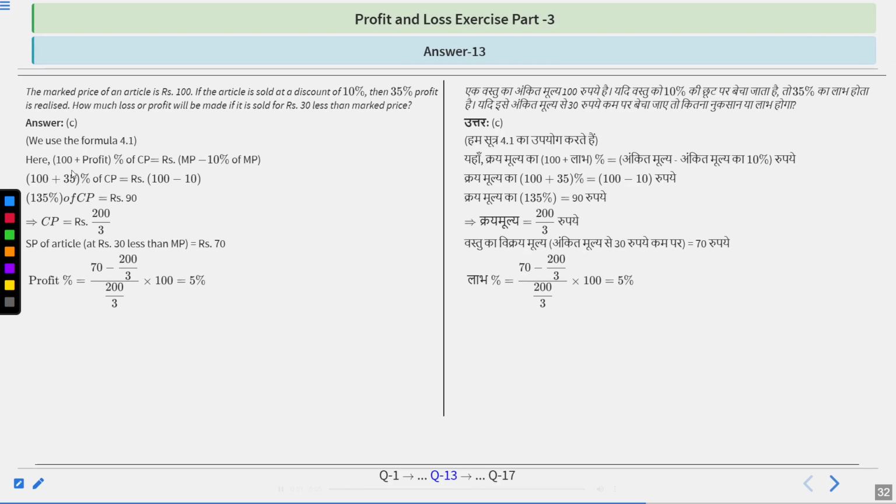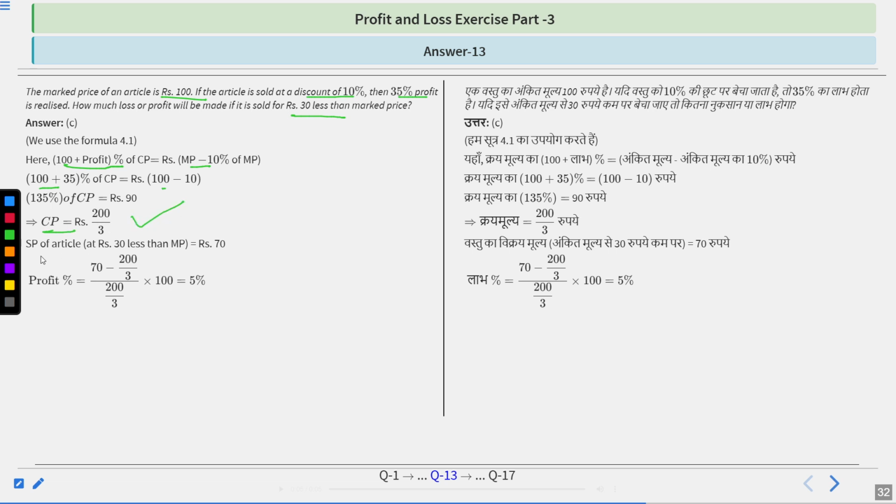Okay. Here, SP is equal in both conditions. So the mark price plus profit percent of CP equals MP minus 10% of MP. We can say that because SP is always equal. The mark price of an article is 100 rupees, which is given in the question. If the article is sold at 10% discount and 35% profit is realized, how much profit or loss will be made if it's sold at 30 rupees less than mark price? Clear? So when we calculate it, 100 plus 35% of CP equals 100 minus 10% of MP. Both are equal. So when we calculate it, we get the cost price, which is 200/3.